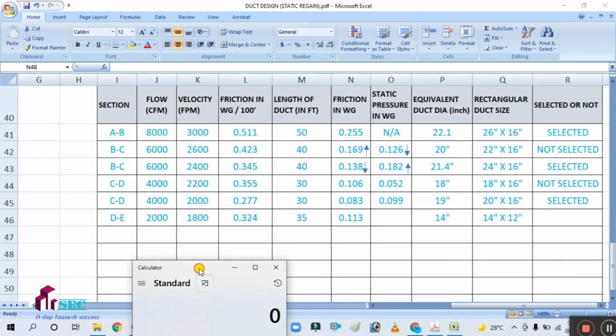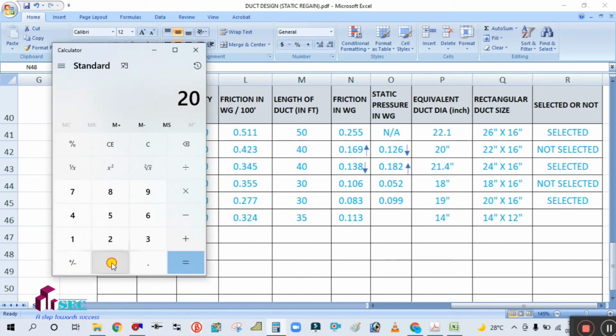So here V1 was 2000. 2000 divided by 4000 whole square, so 0.25. Now 1800 divided by 4000 whole square, 0.20. So 0.25 minus 0.20 into the 0.9 R value. So 0.045.